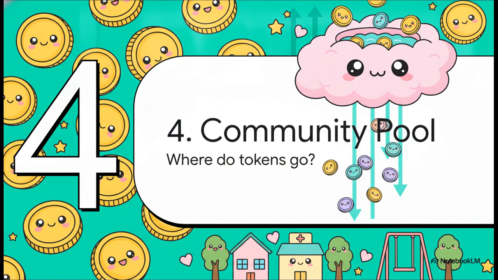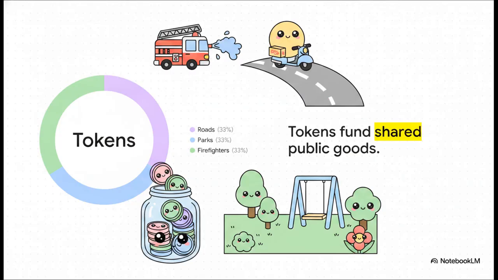All right, part 4, the community token pool. So where are all these tokens actually going? Well, they aren't just disappearing into the void, right? All those tokens collected from the extra slices, they go into this big community jar right in the center of the room. And that jar is used to buy things the whole group desperately needs just to keep the party going. I mean, we use those pooled tokens to pay for firefighters, just in case the pizza oven catches on fire. We use them to pave the roads so the delivery driver can actually get the pizza to our house. And we use them to maintain the beautiful parks where we're all sitting down to eat.